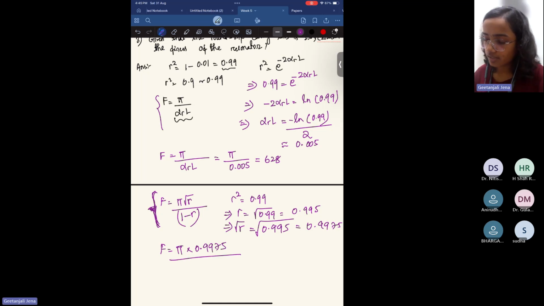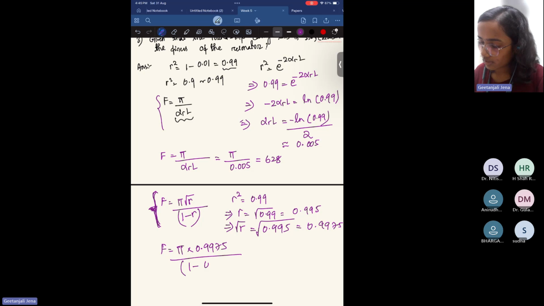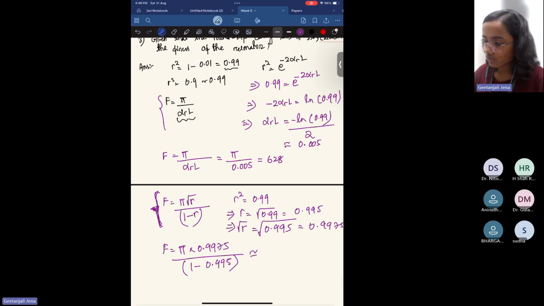Now if you put it in F equal to pi root R divided by 1 minus R, so 1 minus R is 0.995. If you calculate it, I think you will get 0.9975 divided by that, so we'll get around 626. So you don't need to worry about whether to use this formula or that. The range will be the same. It's coming around 626. Here we'll get a higher value of F.